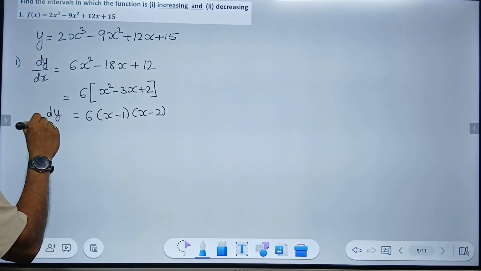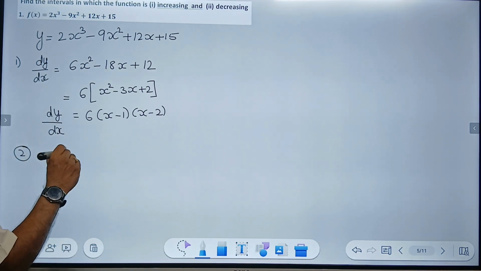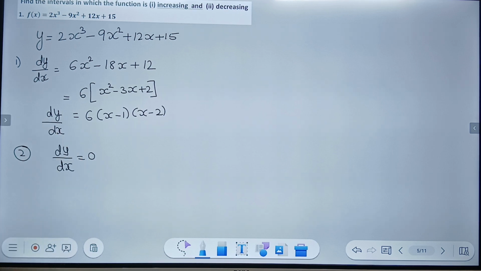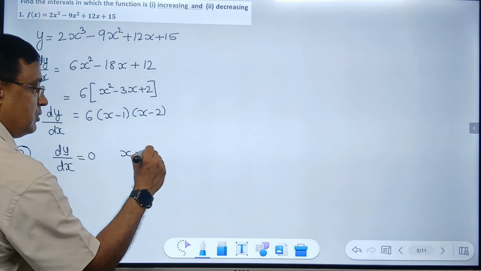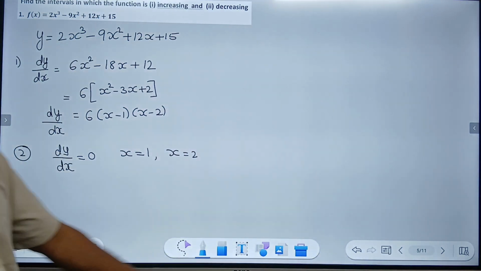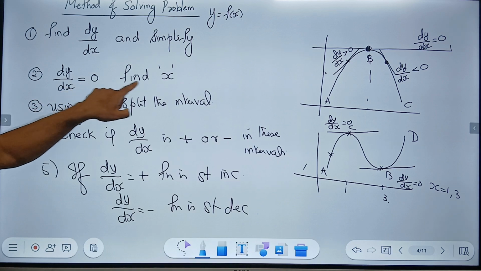So I am done with the first step. What is my first step? Differentiate and simplify if possible. And it was possible, so I simplified. Now what is my second step? My second step is to find the critical point. So I am going to find dy by dx equal to 0. When I put dy by dx equal to 0, I get x is equal to 1 and x is equal to 2. Okay, that is my second step. You see, put dy by dx equal to 0 and find x.